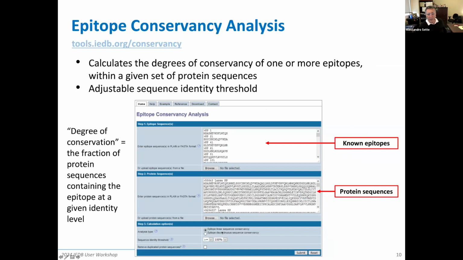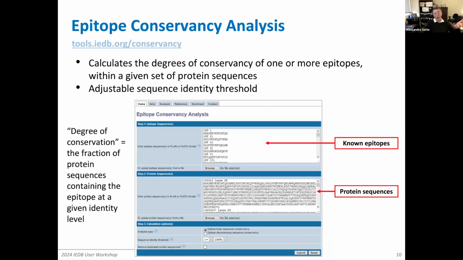In this particular case, you can say 100% or 70% or 80%. So you can see and filter based on that level of homology how many hits you have for that level of conservation.